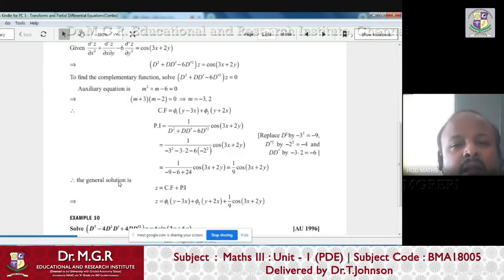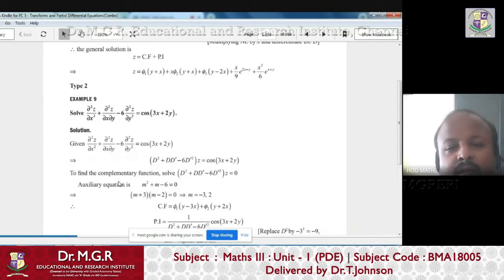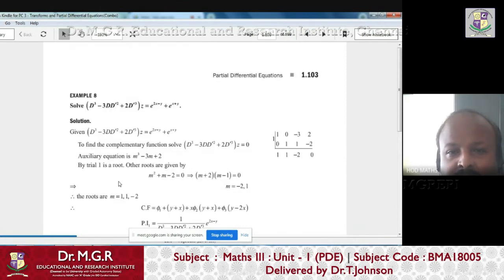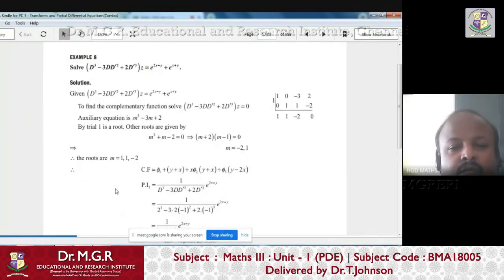And last class I explained how to solve the problem for the complementary function part. What we have to do is take only the derivative part. There you have to substitute m in place of D, substitute 1 in place of D dash, then write the auxiliary equation and find the roots of the auxiliary equation. And then I explained how to write the complementary function in the last class.